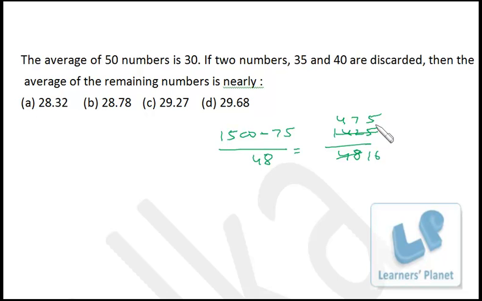Instead of 475, if it had been 480, then directly it would be 30. So it is a bit less than 30, so it's 29.68.